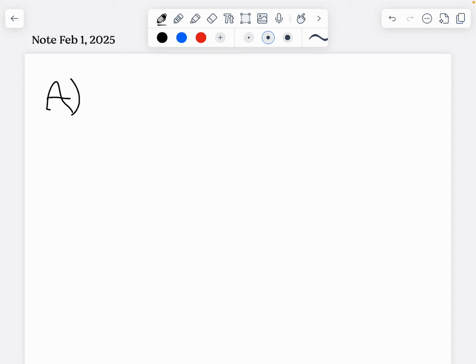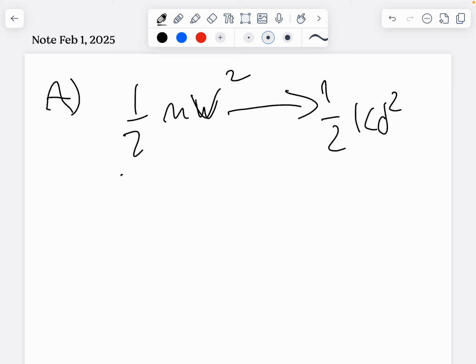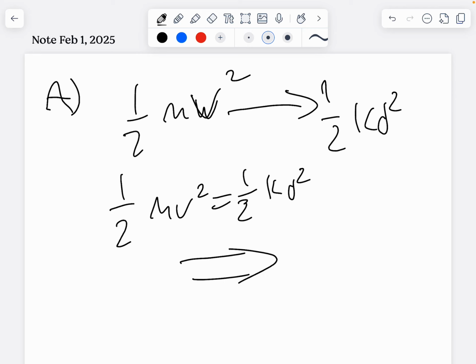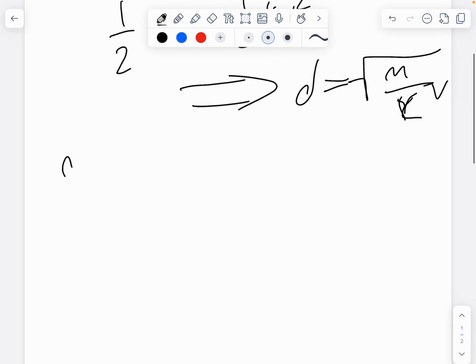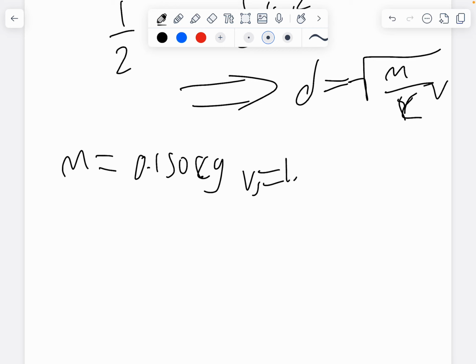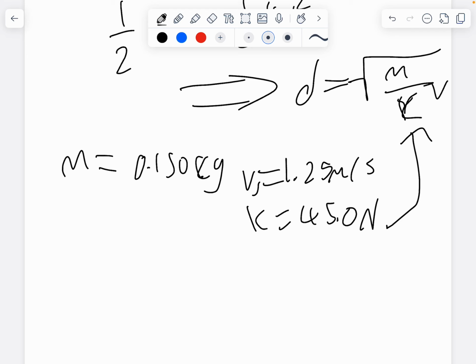For initial energy, we know that the glider mass only has kinetic energy, 1/2 mv squared, because the spring is unstretched, and that would be converted into spring potential energy. So we're just going to set these equal and solve. To find d, we rearrange it, then use all the numbers from the problem and plug them into that equation, and we should come out with about 7.22 centimeters.